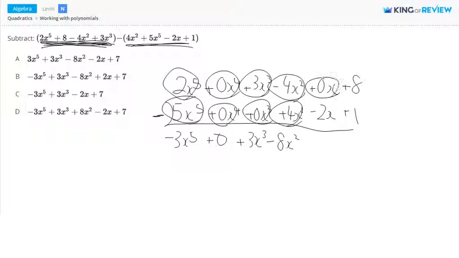And then 0 minus a negative 2. Okay, so be careful with these. 0 minus a negative 2, that means that you're going to be adding the 2x, so that's going to be 2x. And then 8 minus 1 is 7.